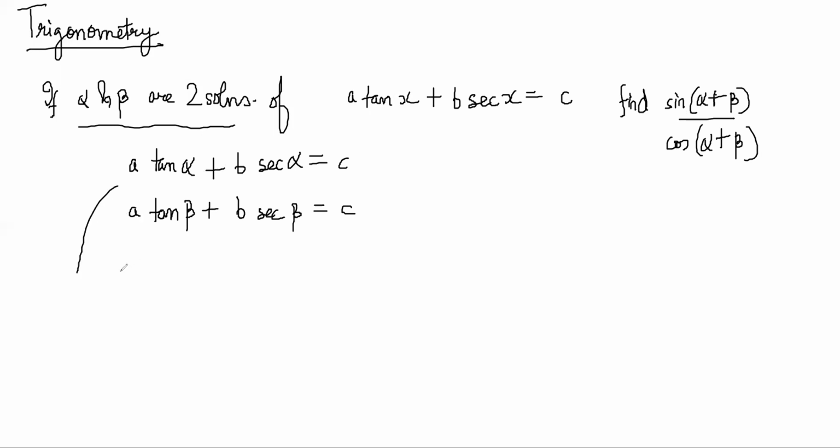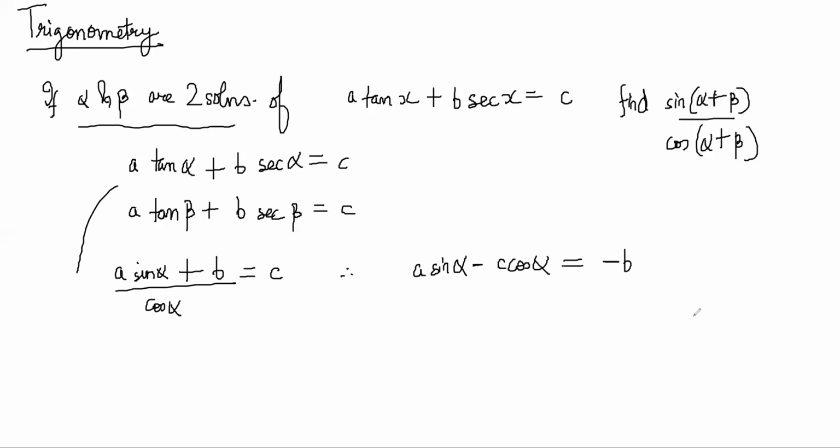So I will make it a sine alpha by cos alpha plus b by cos alpha equals c. Therefore this becomes a sine alpha minus c cos alpha is equal to minus b, right? And the other equation will become similarly a sine beta minus c cos beta is equal to minus b. I have sine alpha here and sine beta here, right?